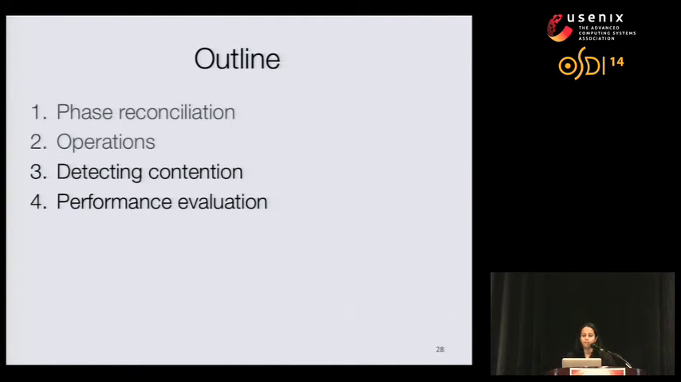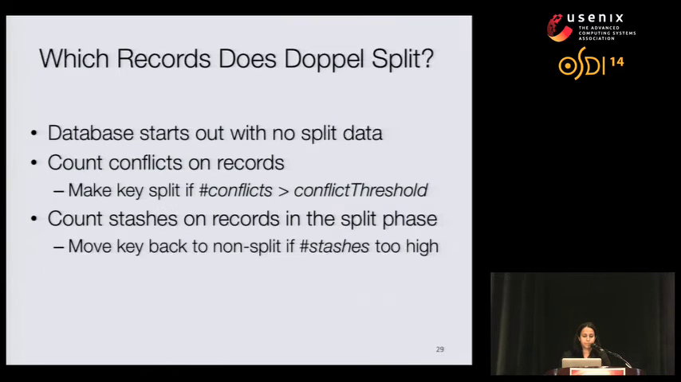Now I'll give you a little bit of insight as to how we detect contention. Doppel counts the number of times that a conflicting operation on a record causes a transaction to abort, and it uses this count to consider whether or not to split that record among the cores. Similarly, if a split record is causing a lot of transactions to be stashed in the split phase, then Doppel considers moving that record back to not being split. So it's very dynamic, and as workloads change and different records contend, Doppel can adjust to the changing workloads.